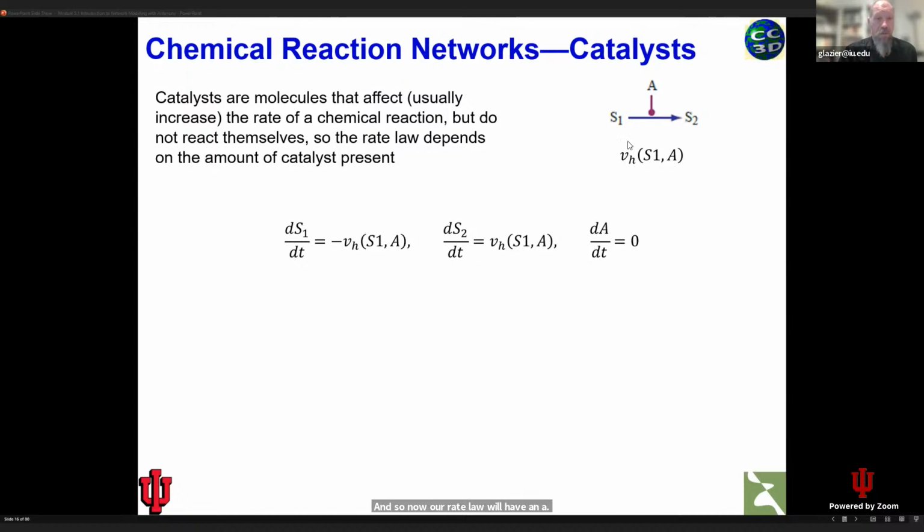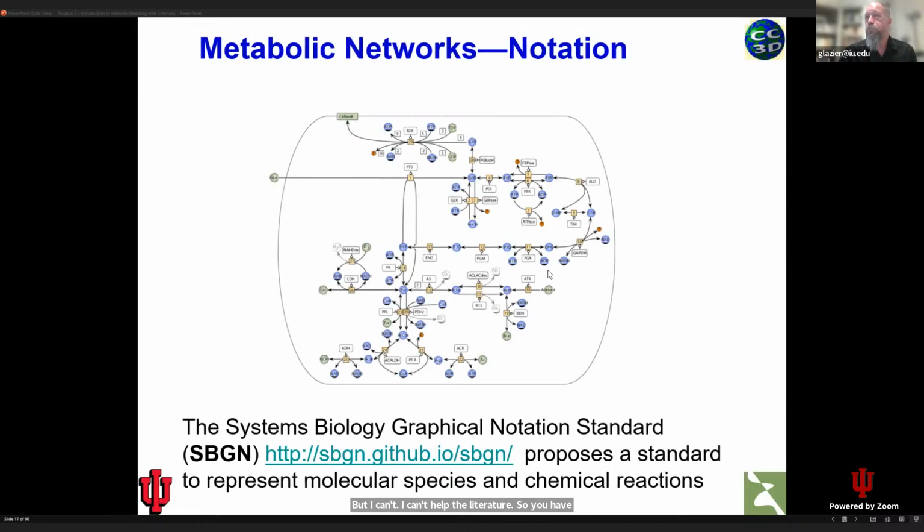It's always wrong to write that interaction with catalysis using a pointed arrow. And you'll see people do that all the time. It's not right. Our pointed arrows always mean mass transport or mass conversion. So if you see something where there's an arrow pointing to another arrow with a pointed end on it, somebody made a mistake. But I can't help the literature, so you have to be aware of that. So that's the very quick introduction to the mathematics of chemical reactions.